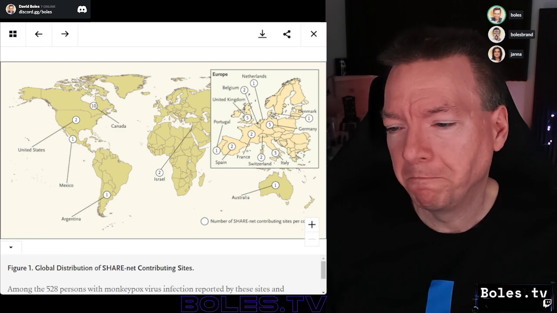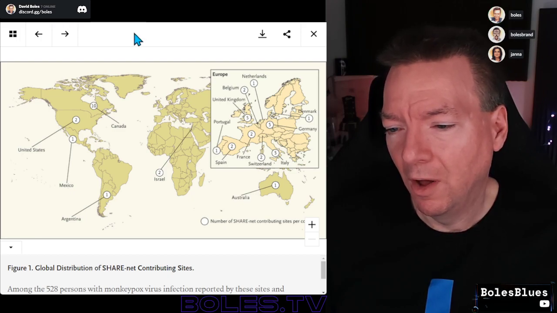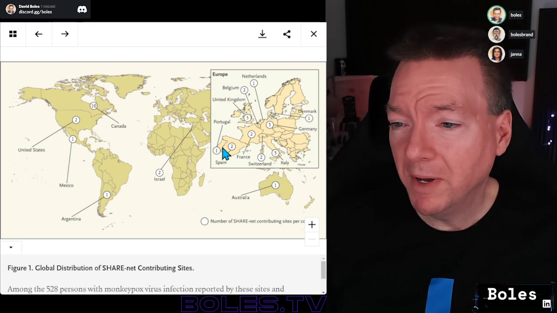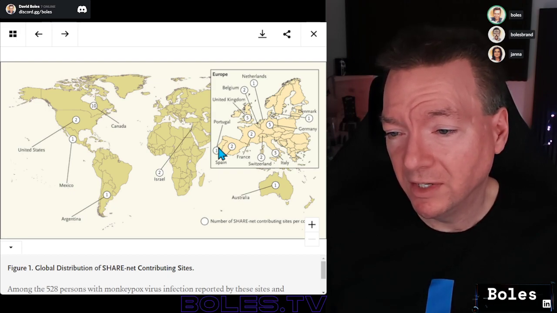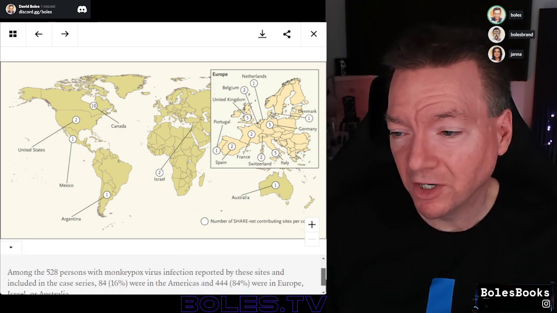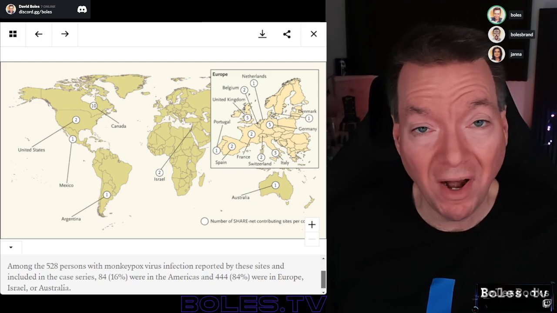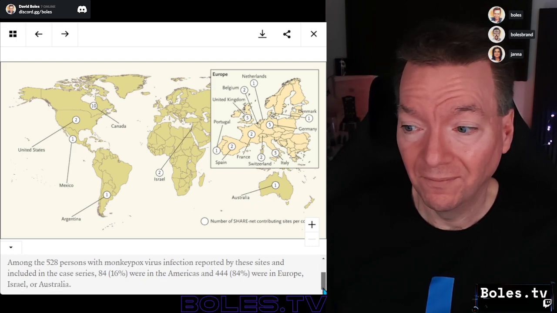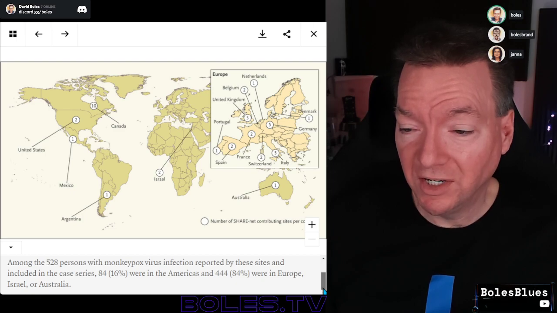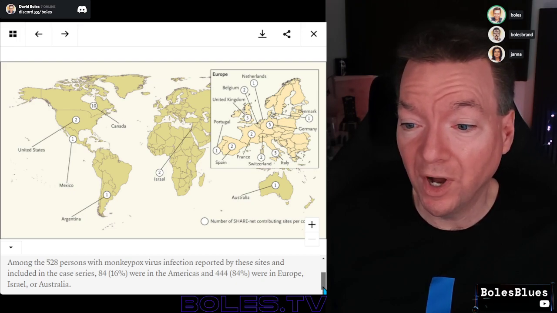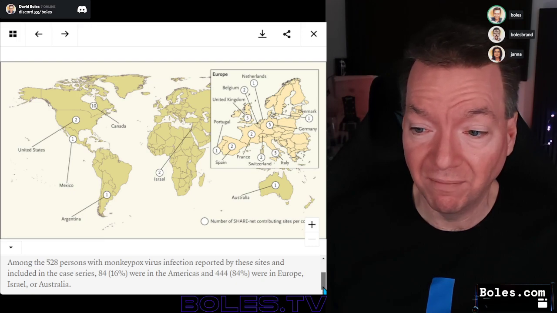The global distribution of monkeypox. So it's very big in Africa, in the United States, in Mexico. Among the 528 people with monkeypox virus infection reported by these sites and included in these cases, right now, the worldwide count is 528 people. That's manageable. 86, 16% were in the Americas, and 444 were in Europe, Israel, and Australia.